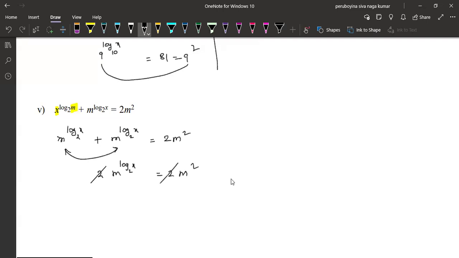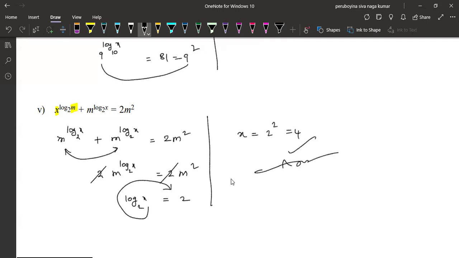2 got cancelled. And on both sides, the bases are same, so the powers are same. Log x base 2 is equal to the right side power, 2. So use the Scorpion technique. So x is equal to 2 power 2, which is 4. Answer.